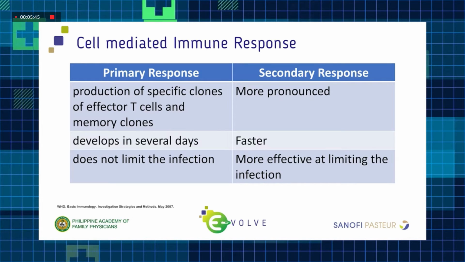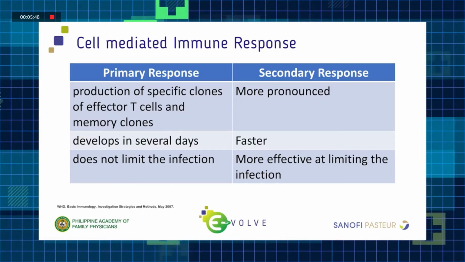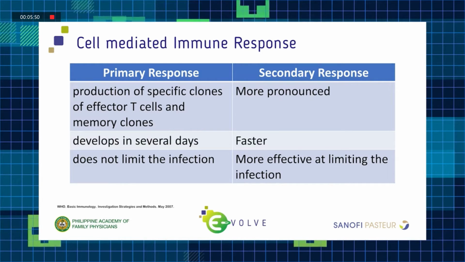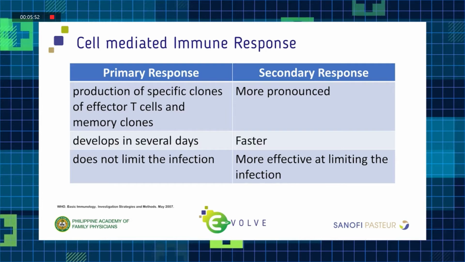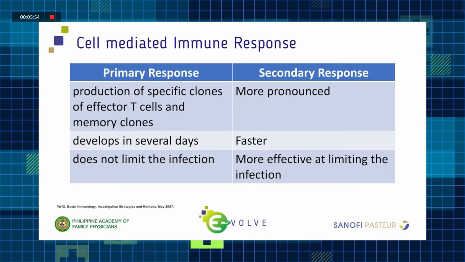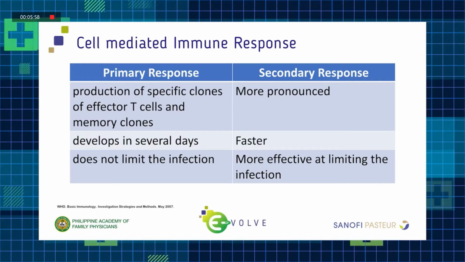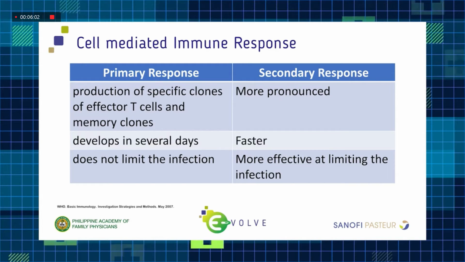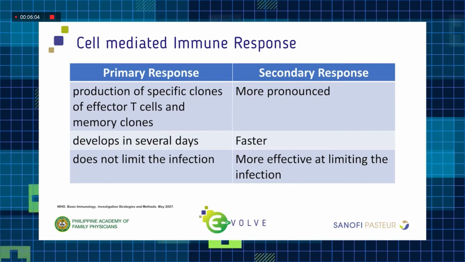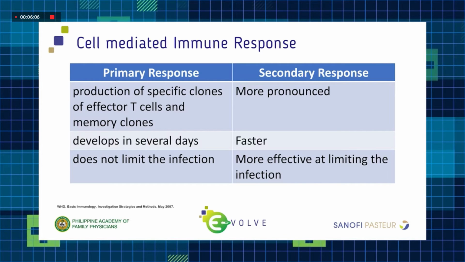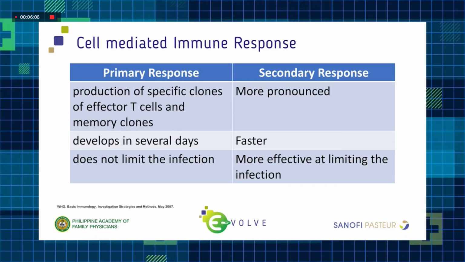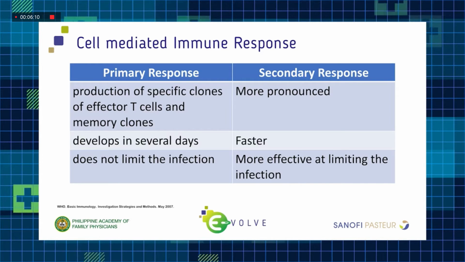Cell-mediated response can be either primary or secondary. In primary response, there is production of specific clones of effector T cells and memory clones that develop in several days, but it does not limit the infection. Secondary response, on the other hand, is more pronounced, faster, and more effective at limiting the infection.